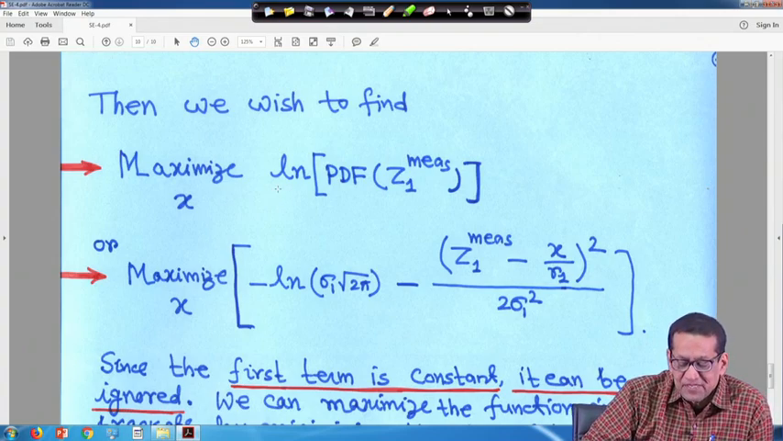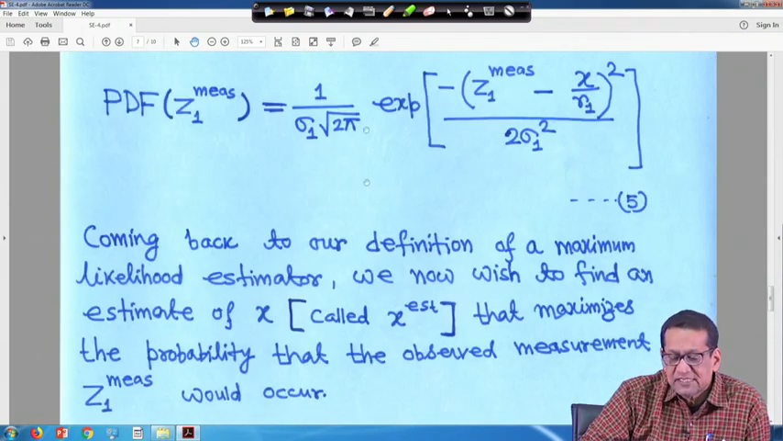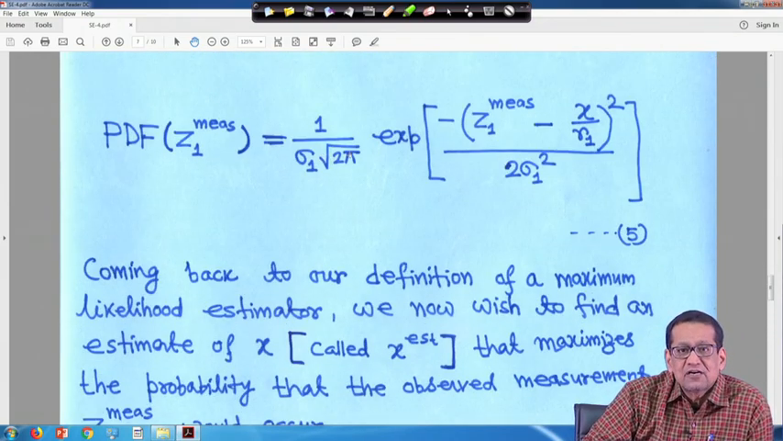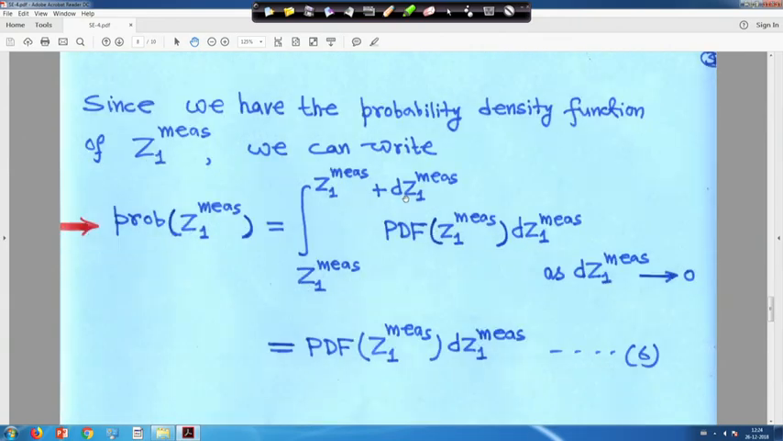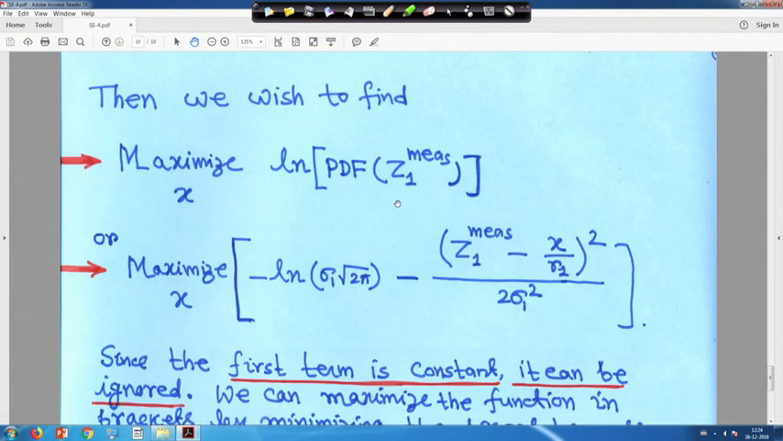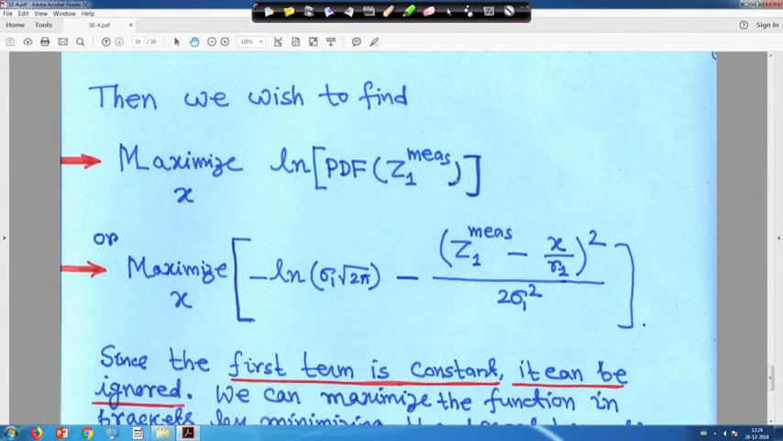So, if you take the natural log of this equation, then what will happen? It will be minus ln sigma 1 root 2 pi, minus 2 into ln Z1 measure minus x upon R1, divided by 2 sigma 1 square. Here we have written that maximizing the PDF of Z1 means the same thing as maximizing the natural log of the PDF of Z1 measure.